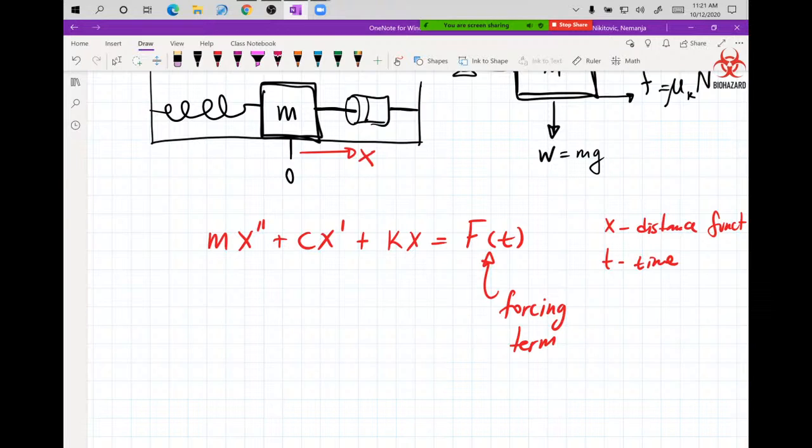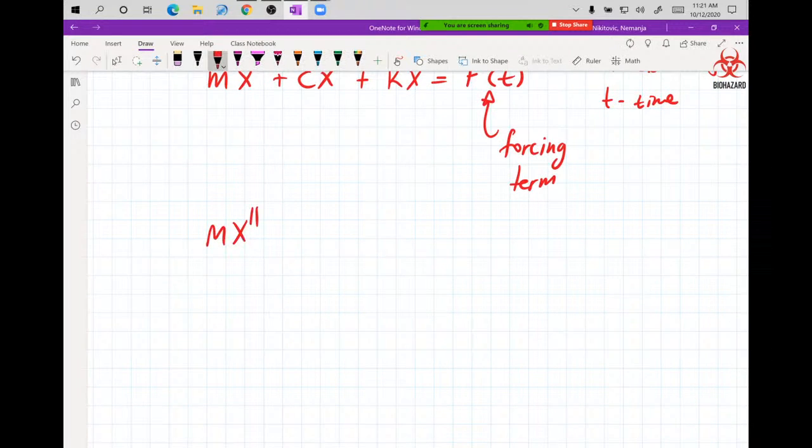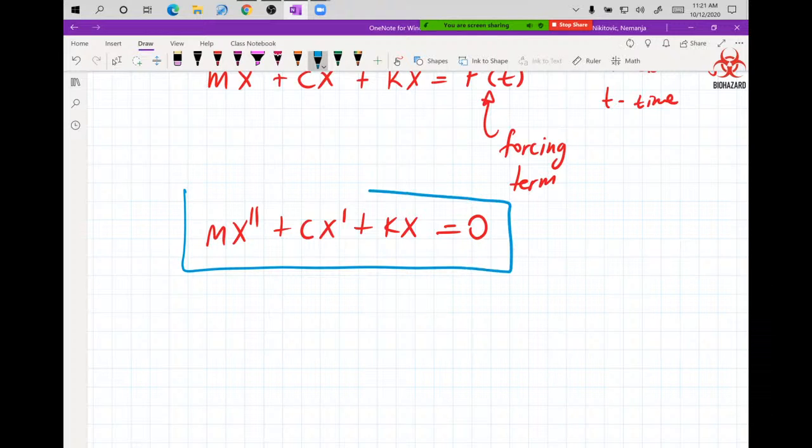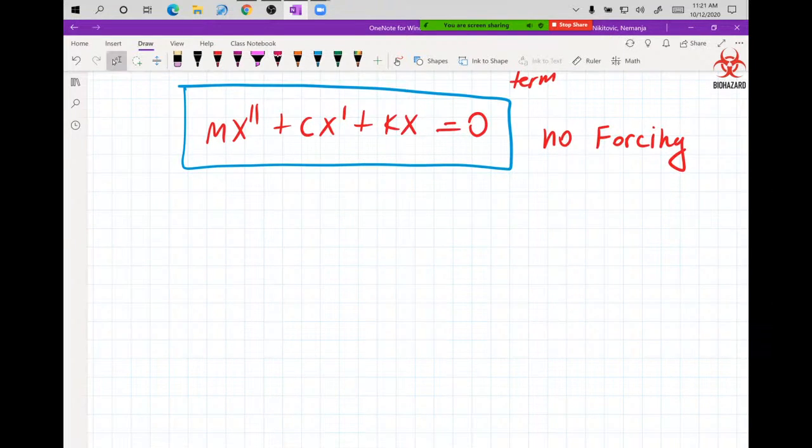Anyway, the goal for today is to take a look at mx'' plus cx' plus kx equals 0, and understand this from the physics perspective, where we don't have the forcing. So I'm just going to box this one because this is what we are focusing on. I'll put here 3.6 so you know that's coming up. And say here no forcing, meaning your f of t equals 0.